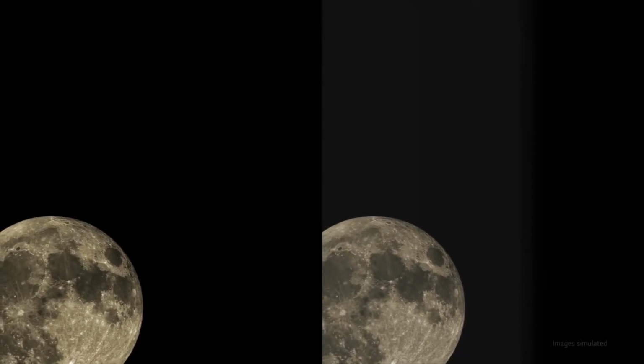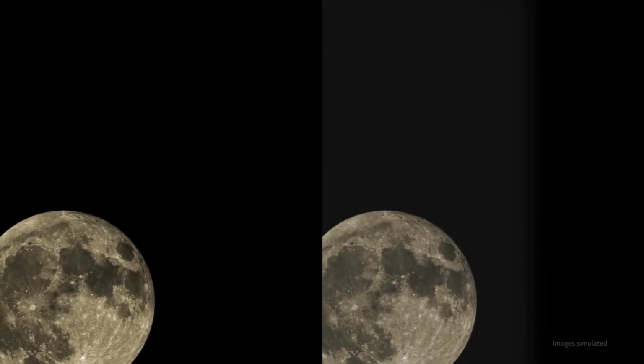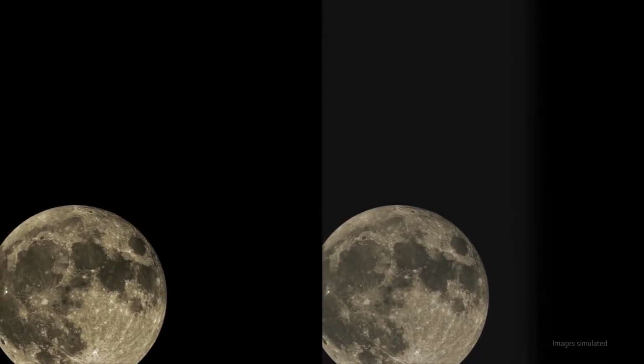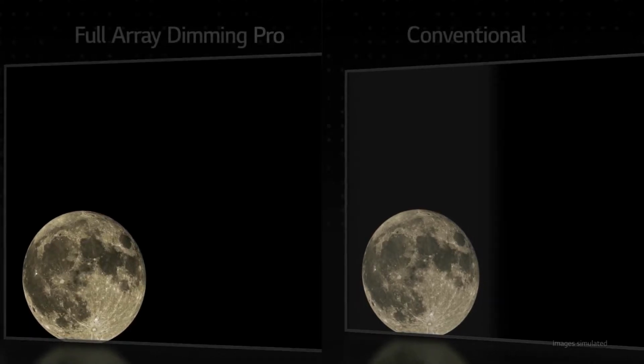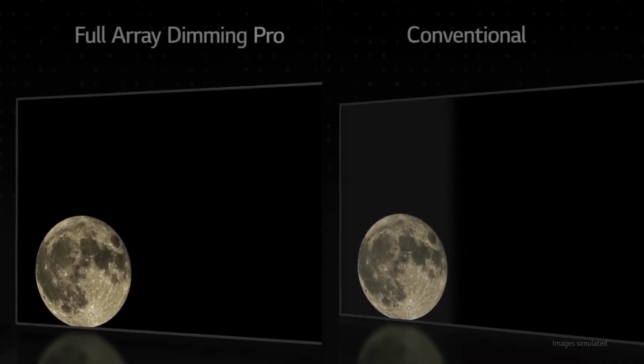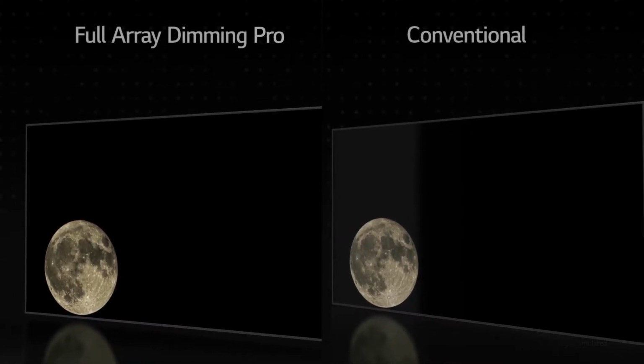What is full array local dimming? Full array local dimming, you have to think of the television as a grid of squares. Each square is a light. So when an object moves around the screen, those different squares have to light up and follow it.